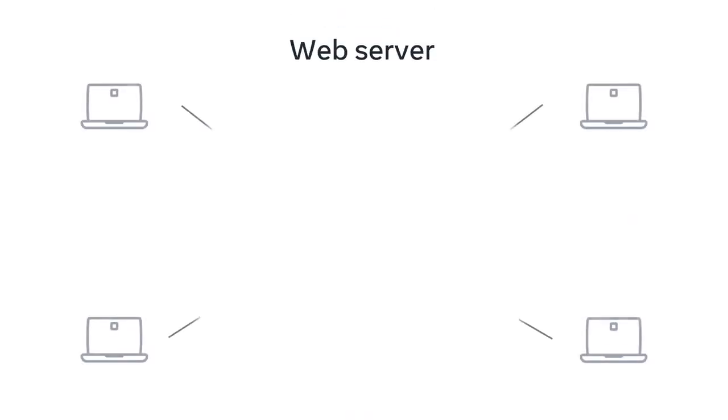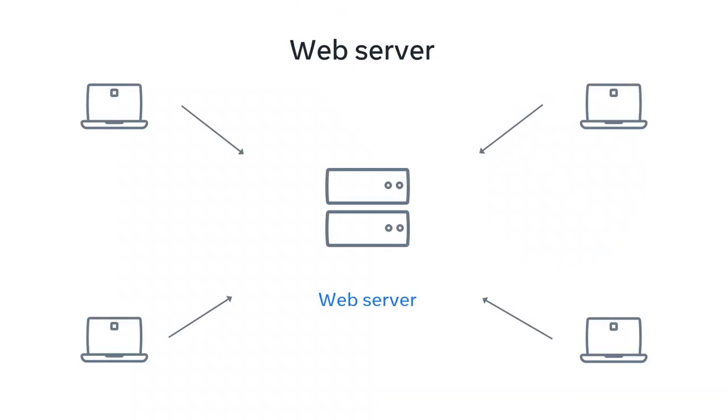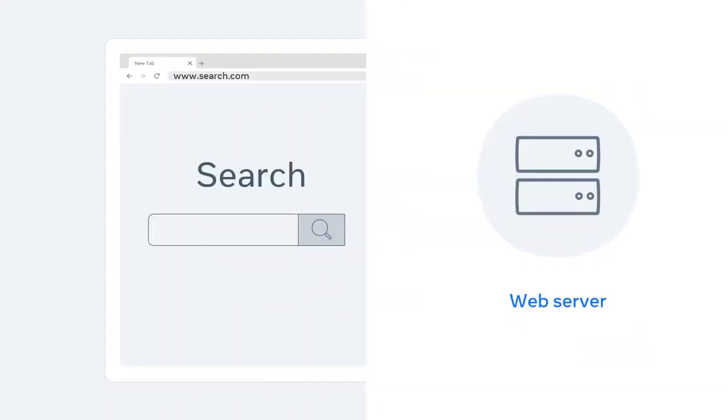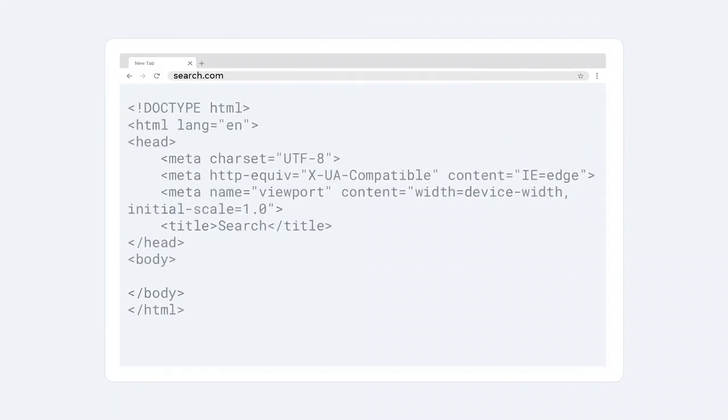The web server is a special type of computer that allows other computers to make requests for data. The web server responds by sending a web page back to the browser. Once the browser receives all the response information, the search engine web page is made visible.